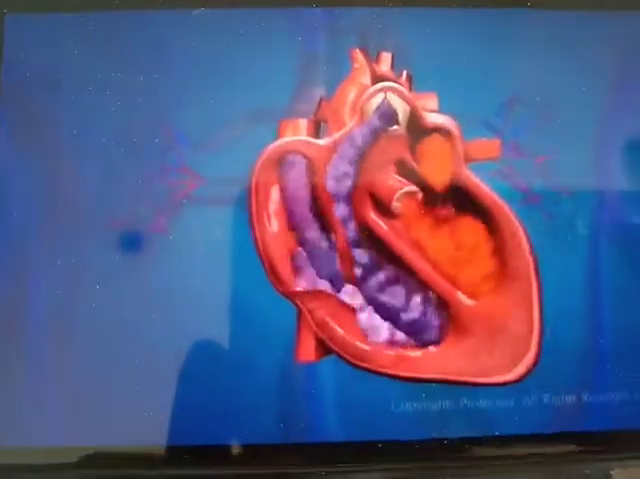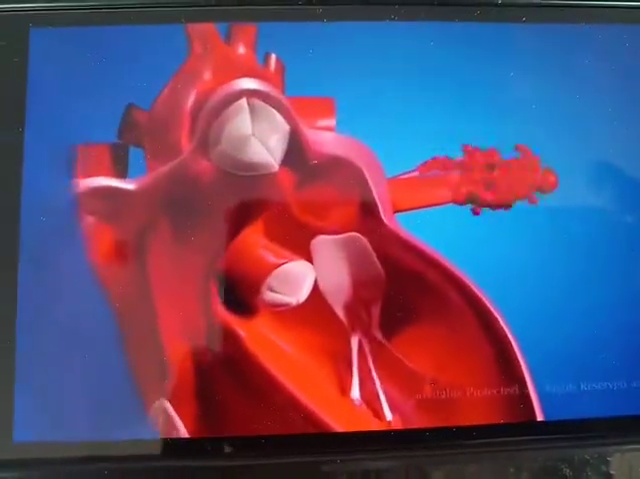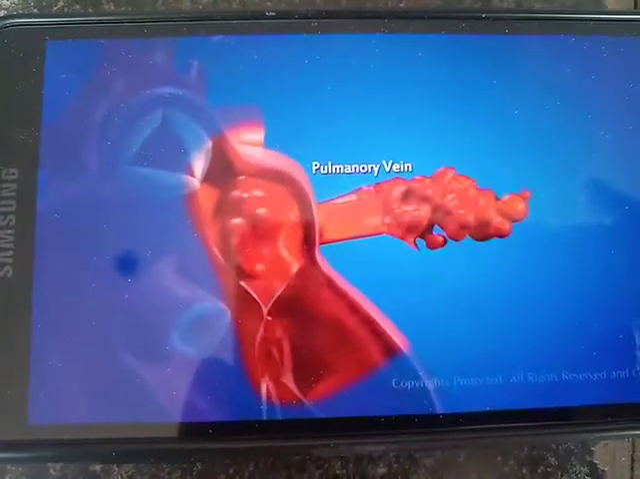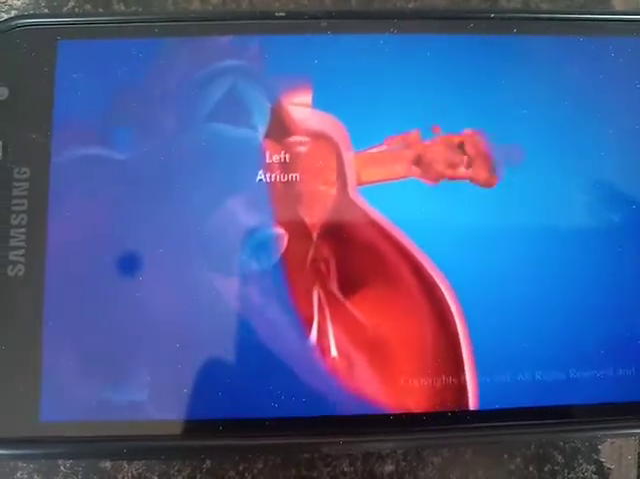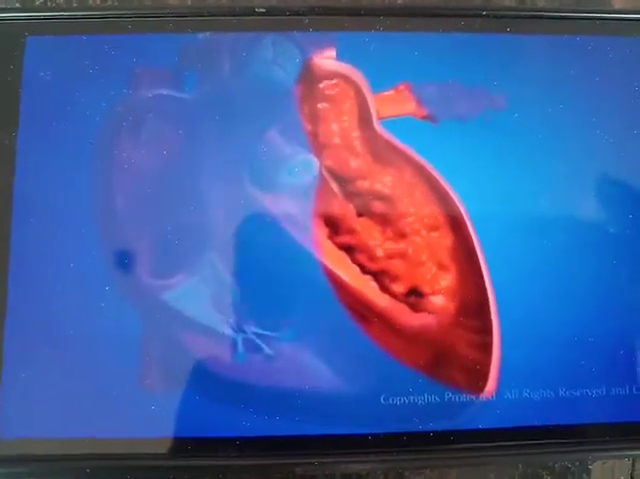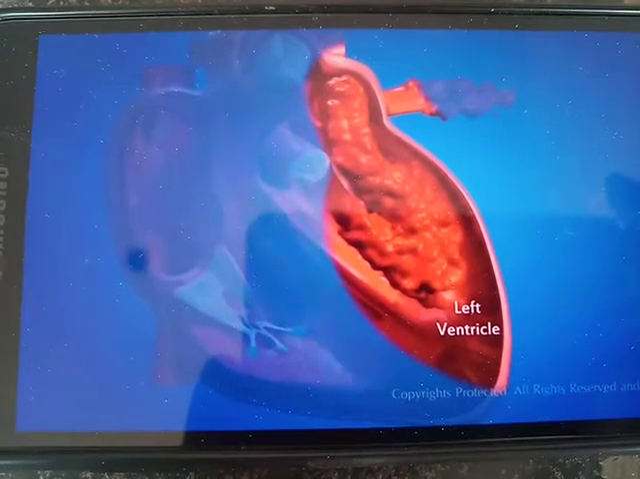In this, the left atrium receives the oxygenated or pure blood from the lungs. Once the left atrium fills completely, it contracts and the bicuspid valve opens. Hence, the oxygenated blood flows from the left atrium to the left ventricle.